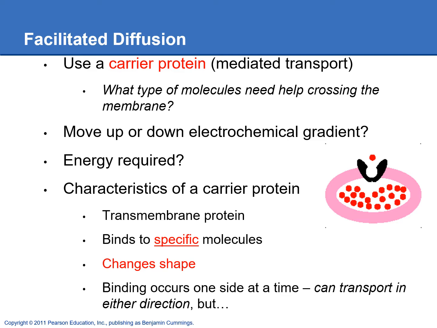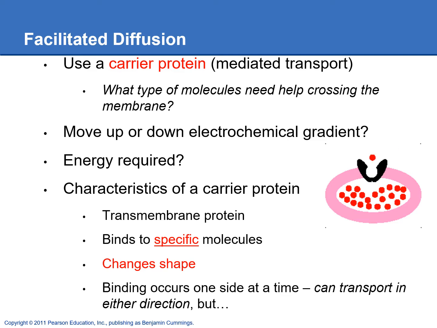In this example, we've got a higher concentration of our molecule inside the cell than we do outside. And so you can see that we are definitely going down the gradient, moving from high to low concentration. So no energy is needed to change the shape of the carrier protein. It just does that on its own.